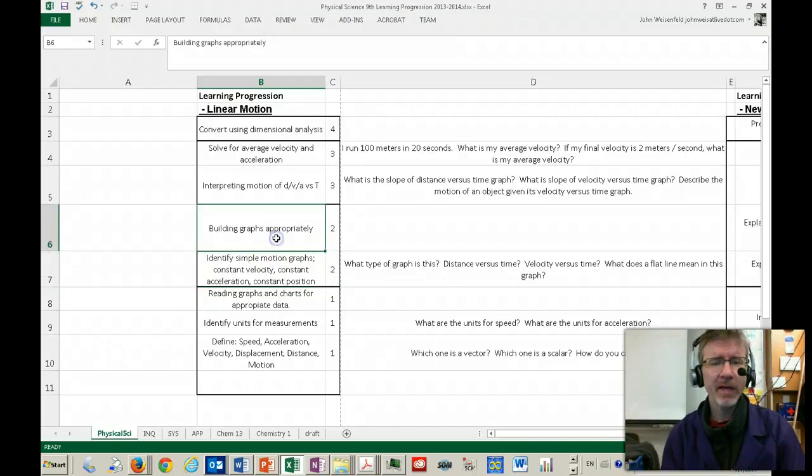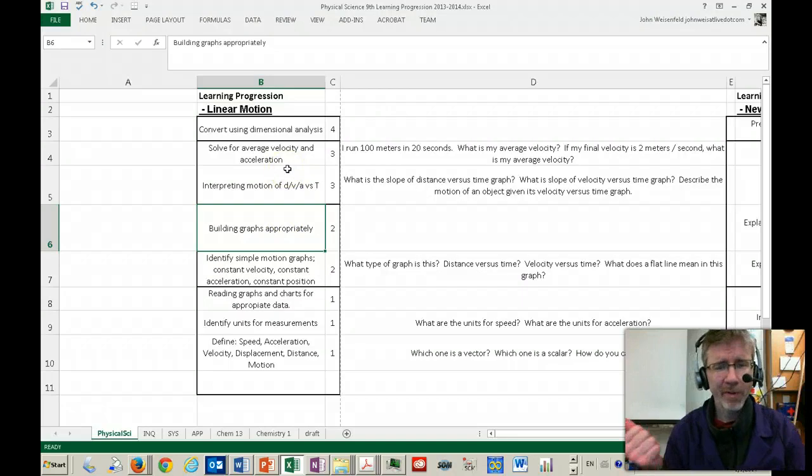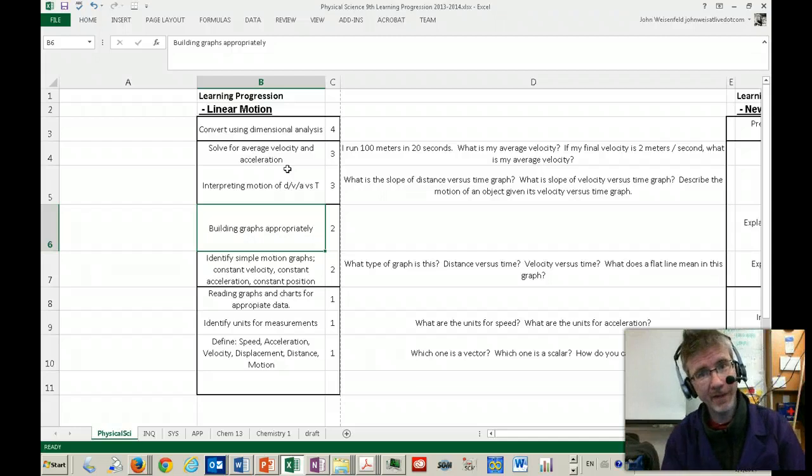You should be able to then take the words that describe a graph, and if I give you the words, draw a graph for me. That's all for level 2 in this standard. Then level 3, you should be able to solve for average velocity and acceleration. So for instance, if I run 100 meters in 20 seconds, what is my average velocity? Likewise, if I run 100 meters and my final velocity is 2 meters per second, what's my average velocity? What's my average acceleration?